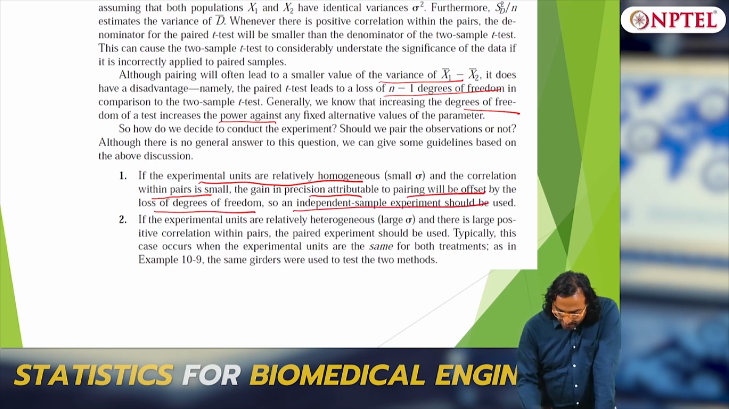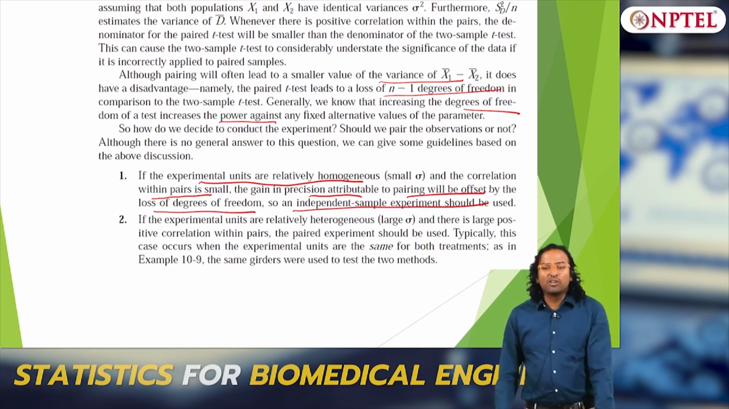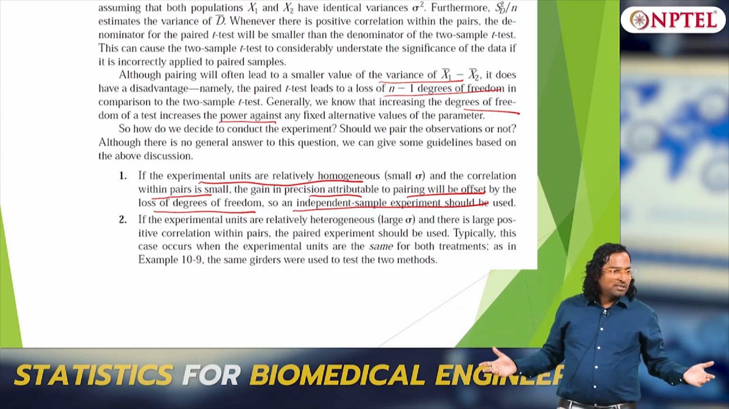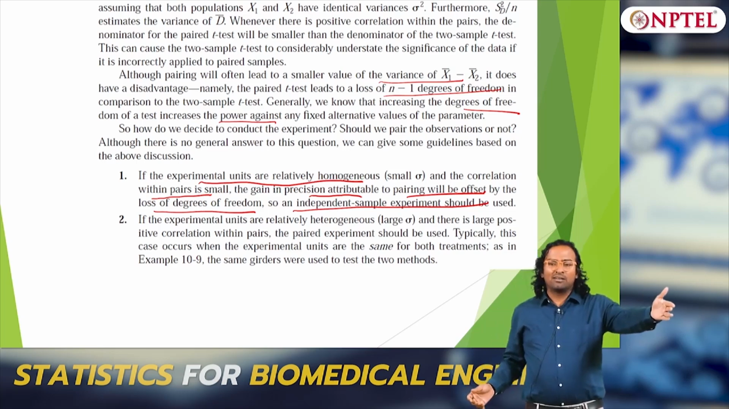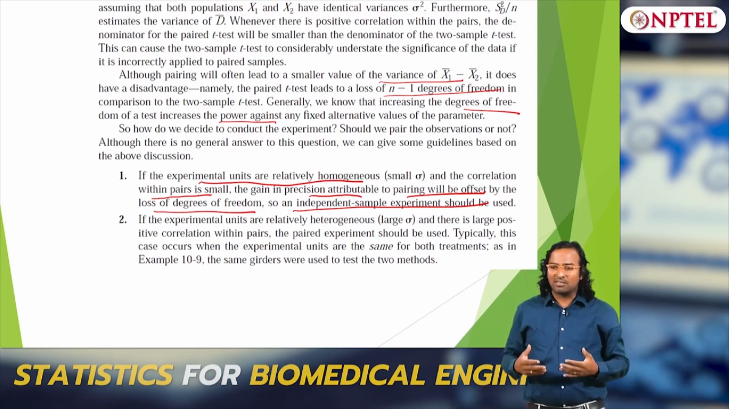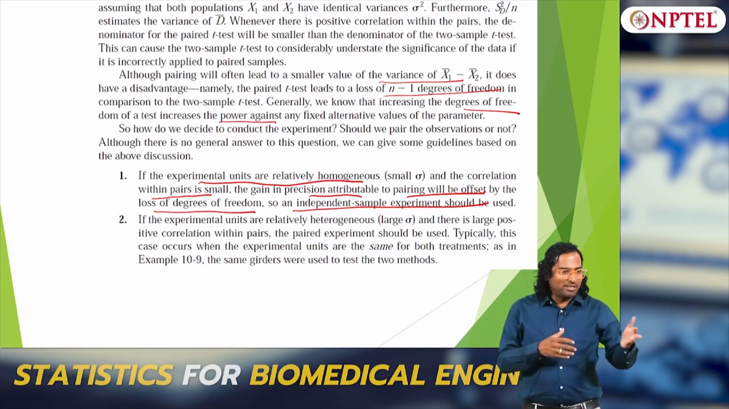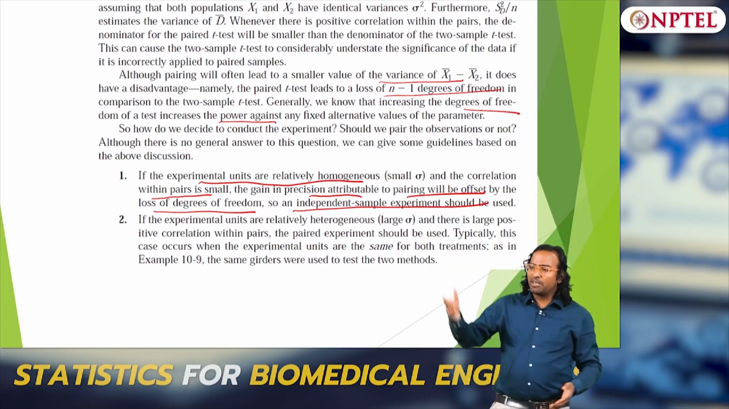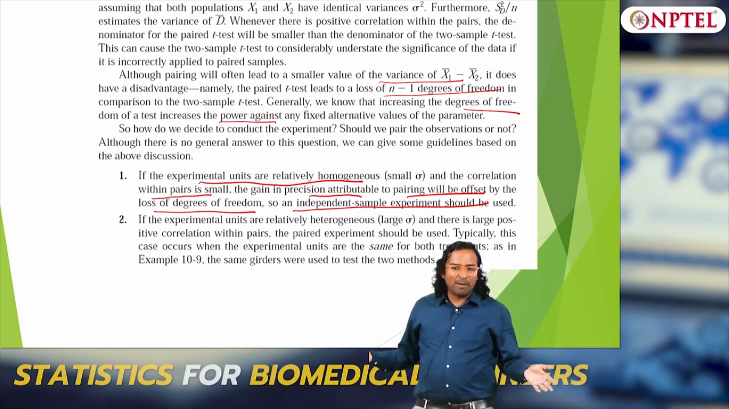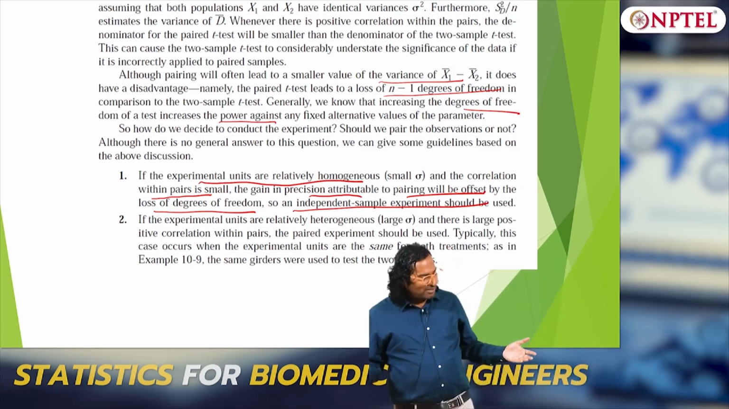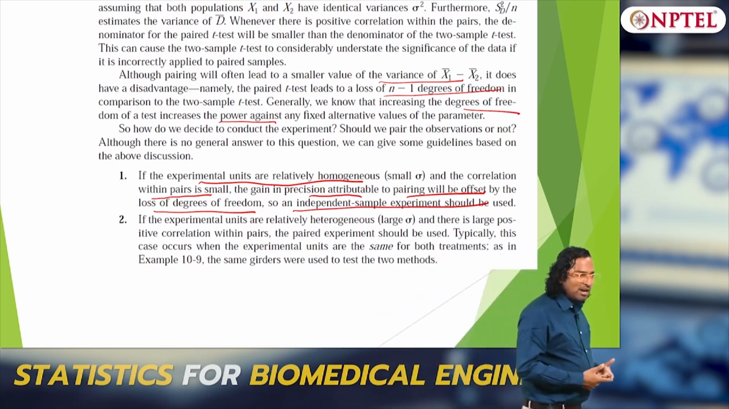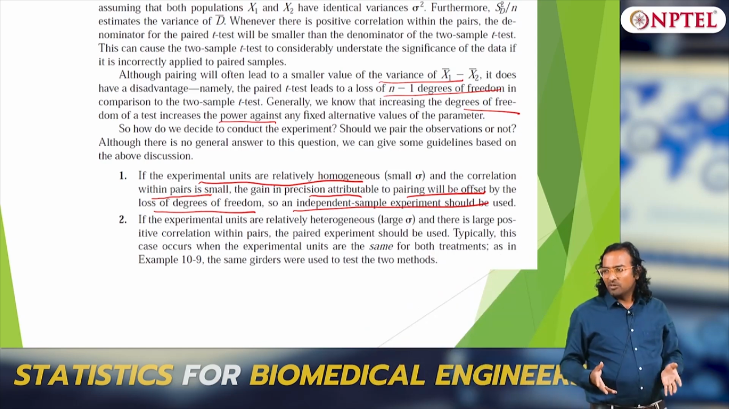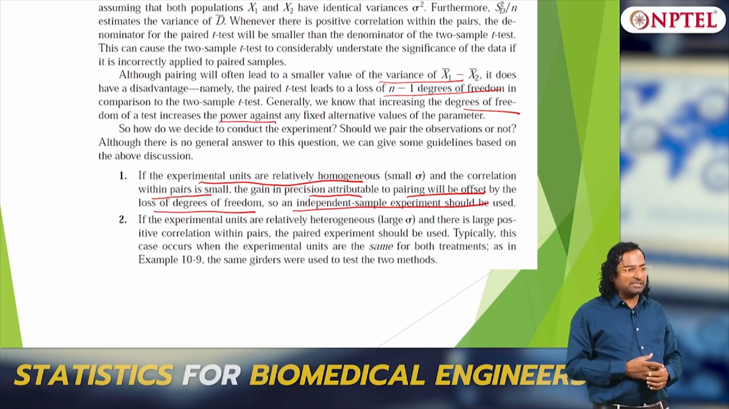So an independent sample experiment should be used. When to use independent? When the experimental units are relatively homogeneous, like performing heart rate measurement on him and me being the same, which will never be, right. So in our case we cannot do an unpaired t test, but there are many cases, not in biomedical, where the samples are relatively homogeneous in themselves and pairing does not add much value. There you can do an independent test.